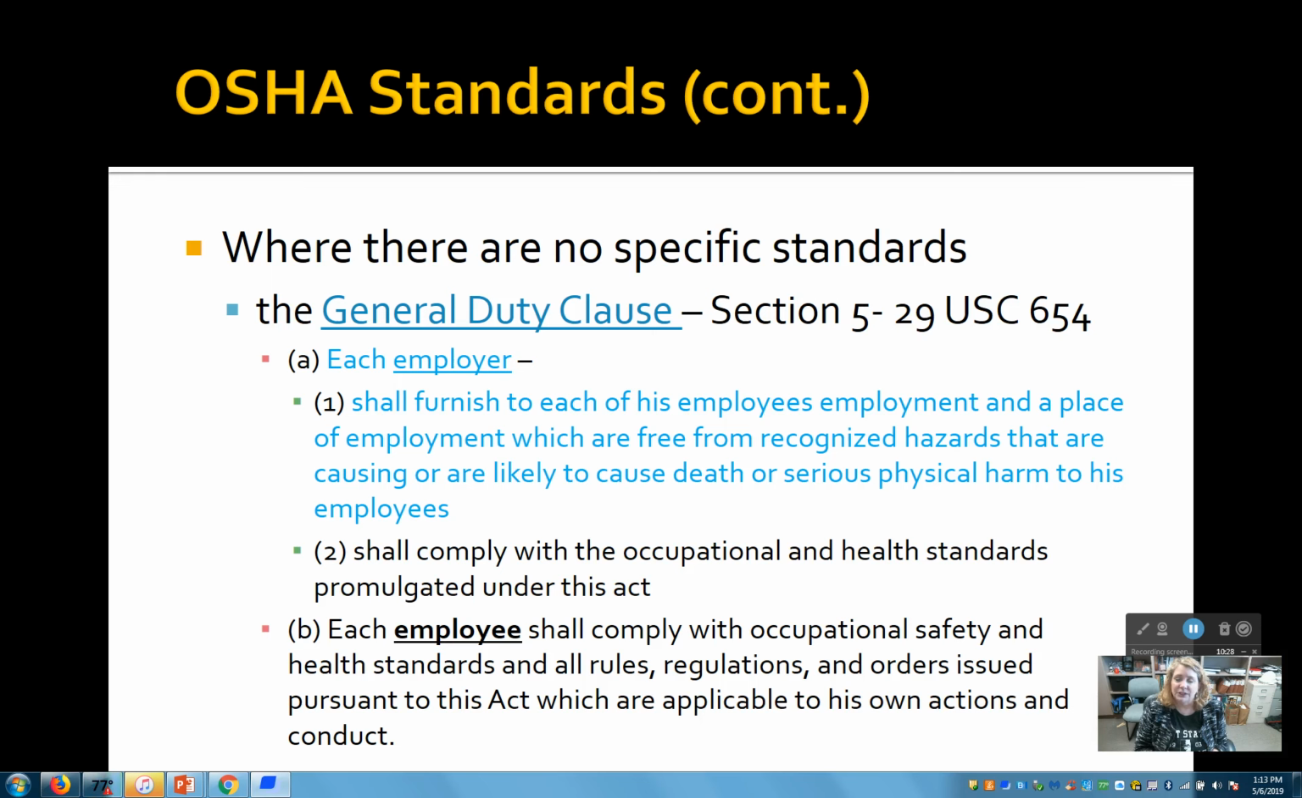Now, part B essentially says the employees need to follow the regulations too. A lot of times that's remiss, it's forgotten. But we need to make sure we're following that as employees, and as employers we are making sure that we have an injury-free workplace. And so that's where that comes from.